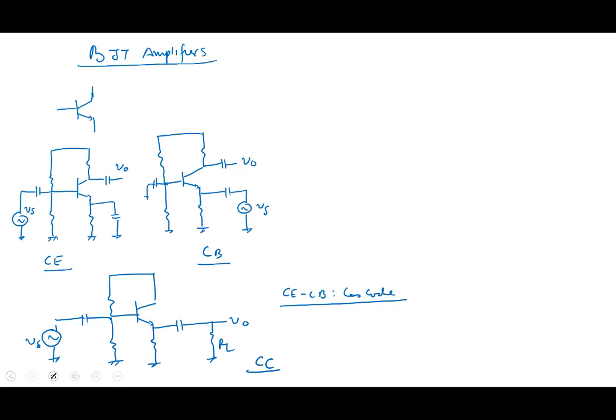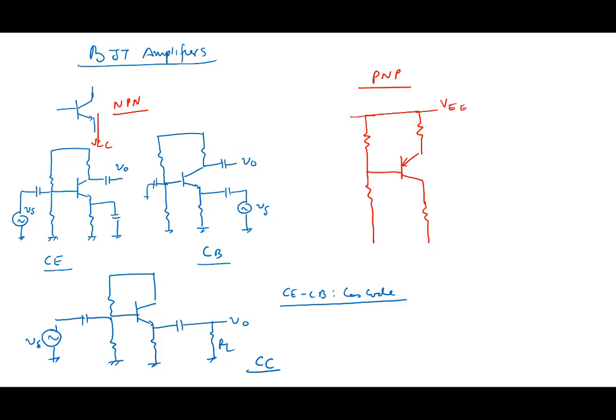All that we need to do is, for example, if I were to make a PNP amplifier, so this is NPN, then for PNP amplifiers they would be very similar, except that the emitter would be at the top, with the collector here. We'll call this VEE instead of VCC. There are various ways of constructing it. We could put this to ground, and the signal you would still apply at the base.